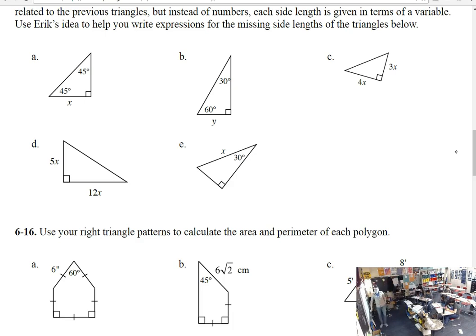So for 15, I think we got x, x, and then how do we find the hypotenuse? Ethan, what do you got for the hypotenuse here? You just multiply it by radical 2. Yep. So radical 2 times x, however you write that.